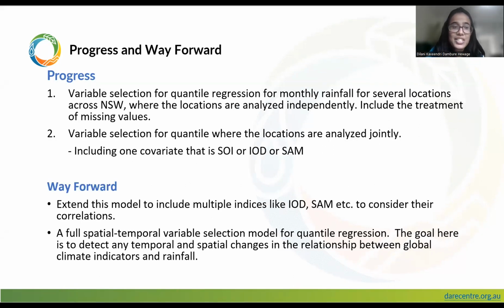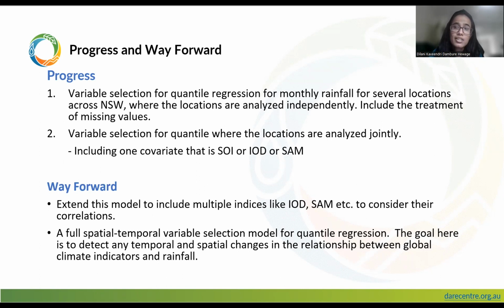So, about my research project progress and the way forward. For this chapter 1, I have done the variable selection for quantile regression, where locations are analyzed independently. I have included the missing value treatment as well, because we have missing values. Second, I have done the variable selection for quantile regression where locations are analyzed jointly, that is, inducing the spatial dependence. So for now, I have included one covariate, that is SOI, IOD, or SAM.